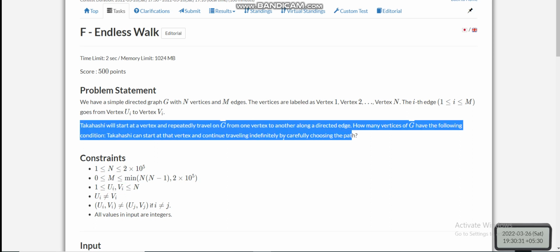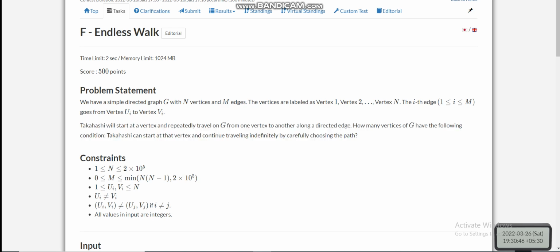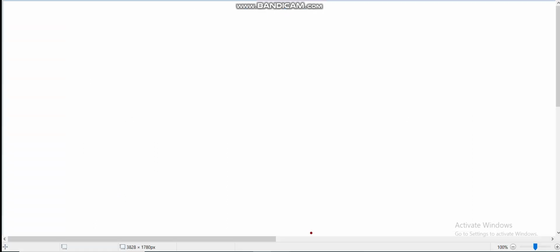The statement is: Takahashi will start at a vertex and repeatedly travel on G from one vertex to another along a directed edge. How many vertices of G satisfy the following condition? Takahashi can start at the vertex and continue traveling indefinitely by carefully choosing the path. So that means we can start at any vertex and we can travel on the cycle. Let me explain.